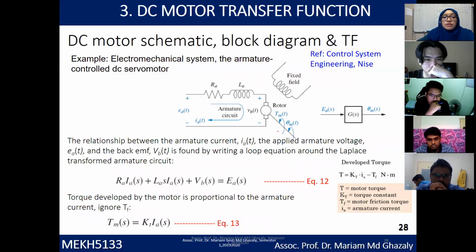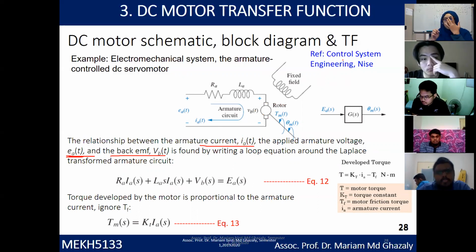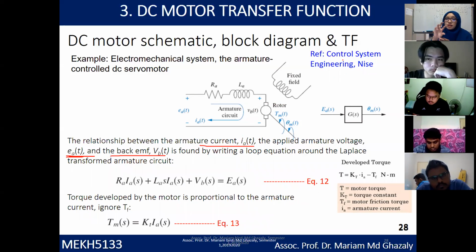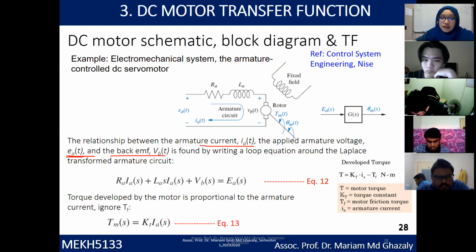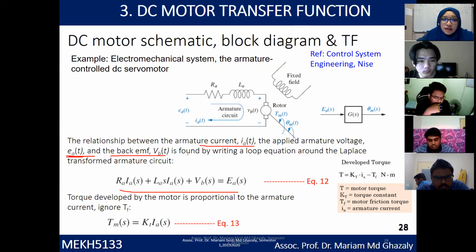Now you are going to write out the relationship between armature current Ia, applied armature voltage Ea, and the back EMF Vb. Back EMF is the voltage that opposes the applied voltage. It is like when you have a normal force, you have the friction force. That is the back EMF for an electromechanical system. Based on that, you can write the equation using the circuit theory just now: Ra Ia plus La s Ia plus Vb equal to Ea. So you get equation number 12.